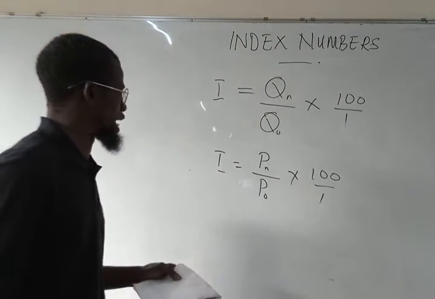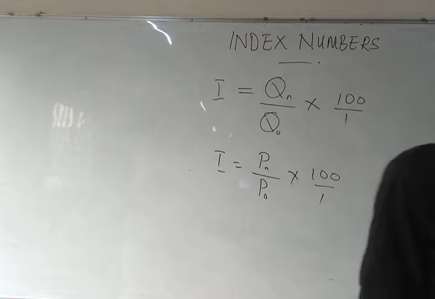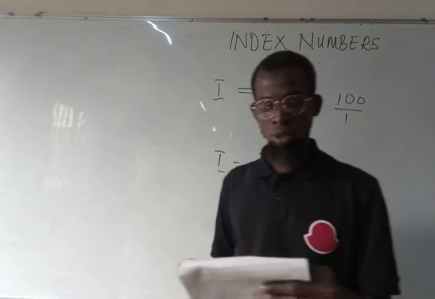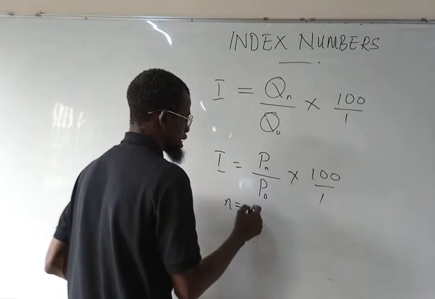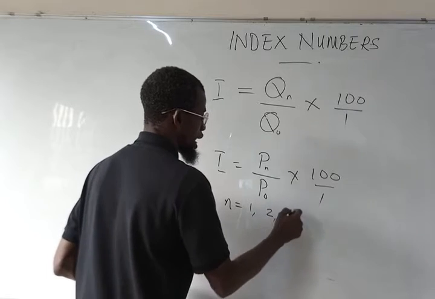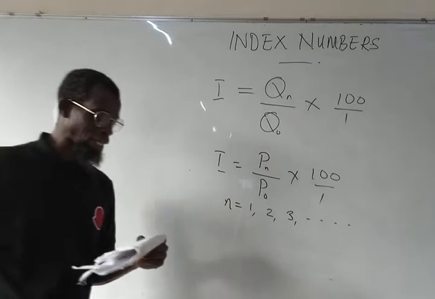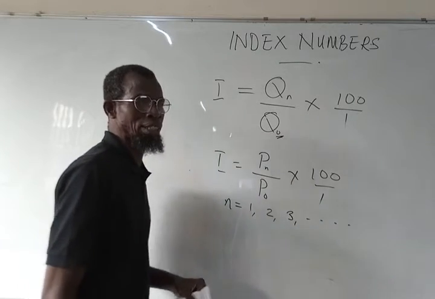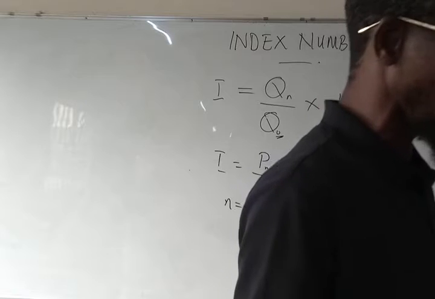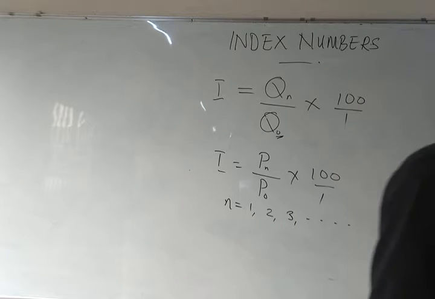I've made mention of it. I said our Qn should be the current year or period quantity. That is our N, where our N can take either first year, second year, third year, to whatever year of our interest. But our Q0 is the base year, the year of our reference, or the quantity of our reference, or the price of our reference. Let's look at an example.